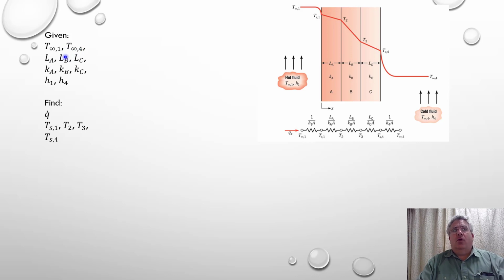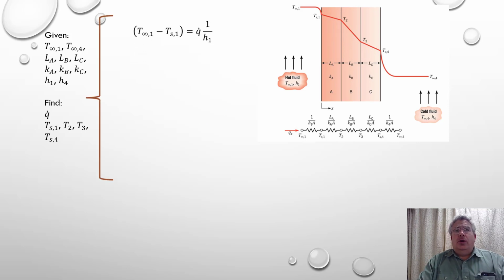We're given all the information about the wall: the thickness of layers A, B, and C, the thermal conductivity of layers A, B, and C, and also the heat transfer coefficients acting in the convective environment. What we're asked for is to find the total heat rate through the wall, and also the surface temperatures on the left-hand side and the right-hand side, and also the interface temperatures. So how would we go about that?